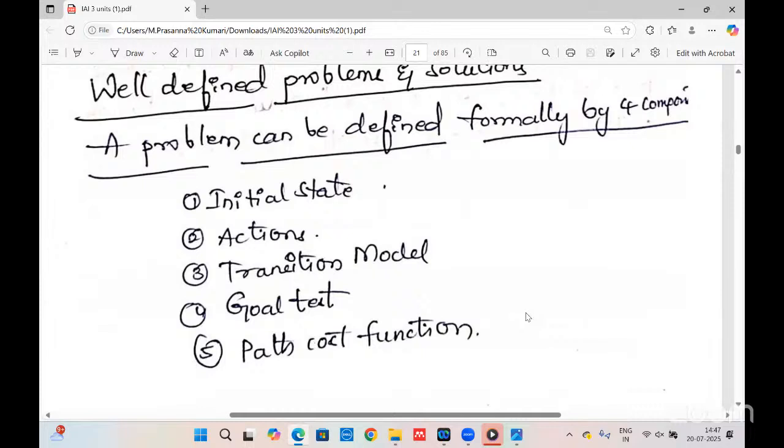Write stepwise. In step 1 what you are doing, in step 2 what you are doing. After completion of the example, write the problem formulation.